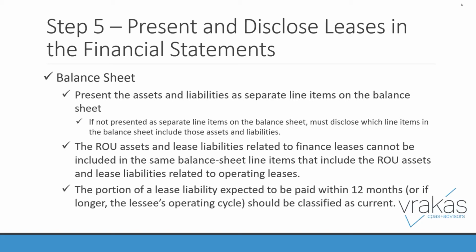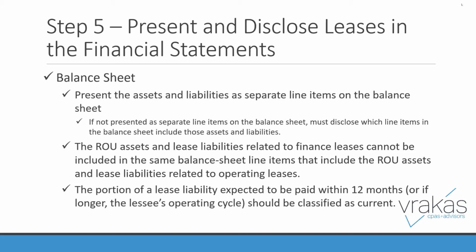So potentially you could have two separate asset line items. You could have your right of use asset for operating leases and right of use asset for financing leases. If those balances aren't very large, you can potentially include those assets within another line item, such as other assets. If you do that, you just have to disclose in the footnotes where they are.